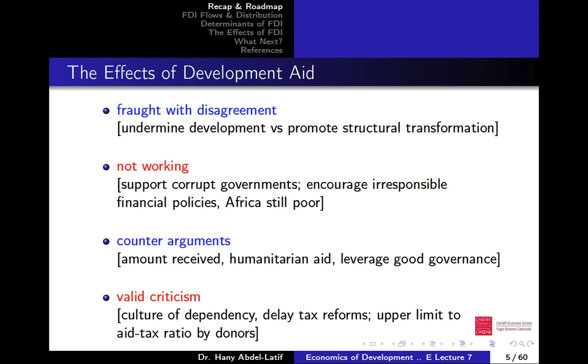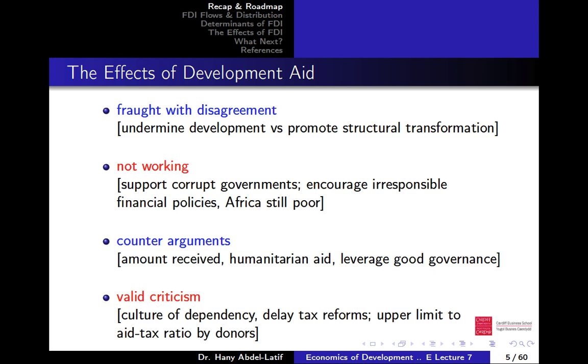It's a very, very broad discussion, and there's so much to say about this. But we tried to summarize the main arguments here. We have two sides of the argument. One side thinks there's no effect of foreign aid on growth, and that it actually undermined development. On the other side, foreign aid is important, and it promotes structural transformation.